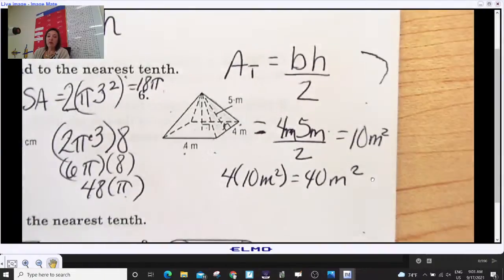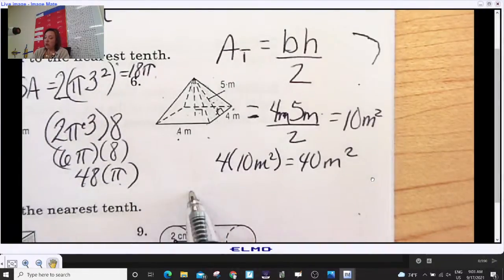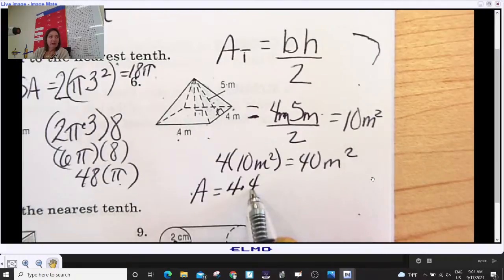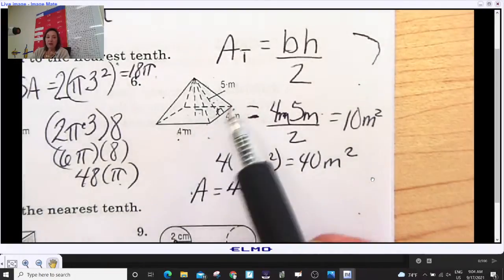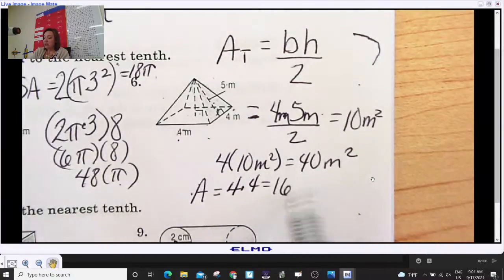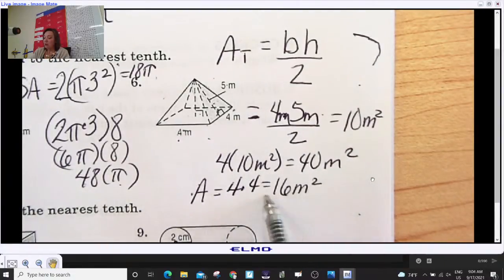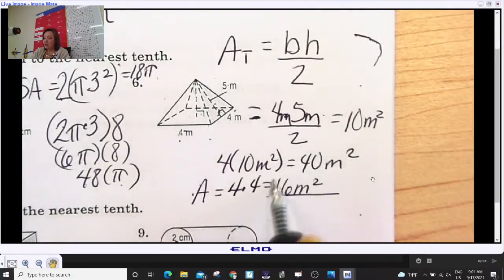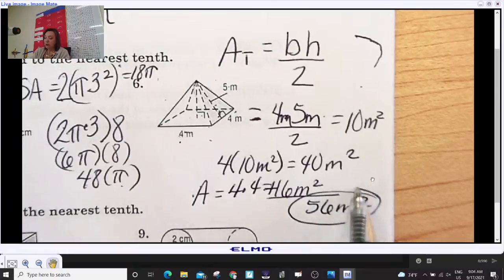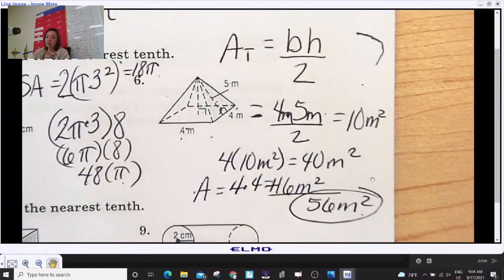Now we need the area of the base, and the base is a square, so it's going to be 4 times 4 for the base, right? Length times width, 4 times 4, which is going to give us 16 meters squared. And we add them together, 40 and 16, and we get 56 meters squared.